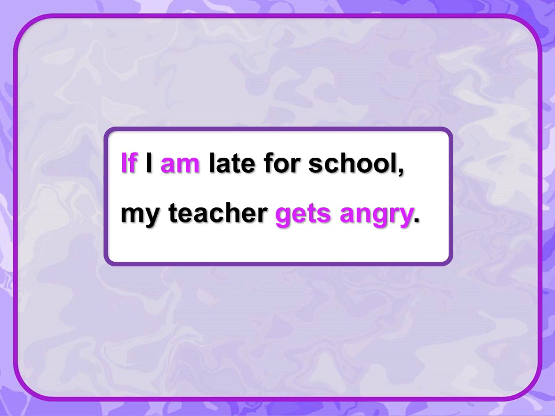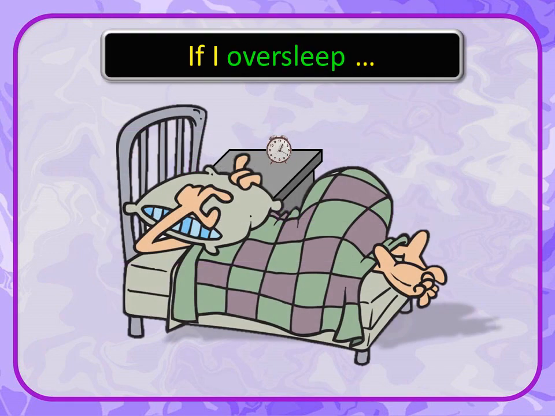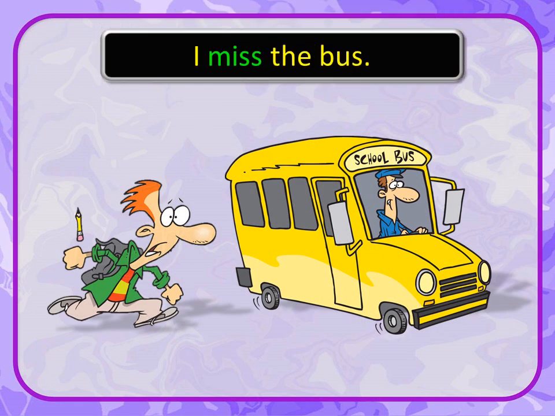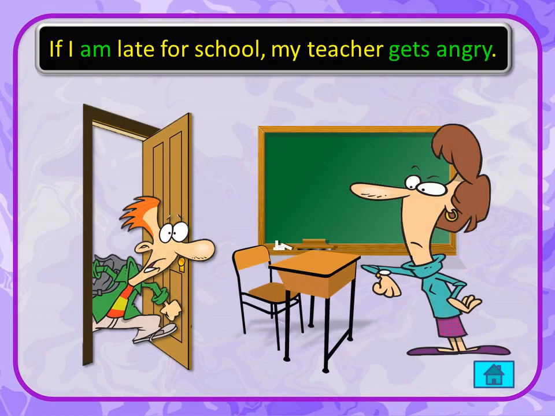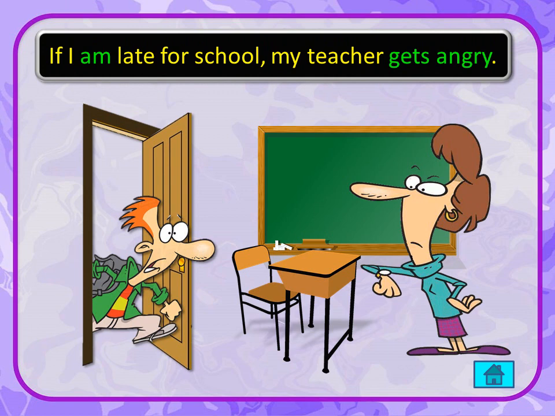If I am late for school, my teacher gets angry. Let's see why I am late. For example, if I oversleep, I miss the bus. And if I miss the bus, I am late for school. So, if I am late for school, my teacher gets angry. So this is what we call conditional type 0.